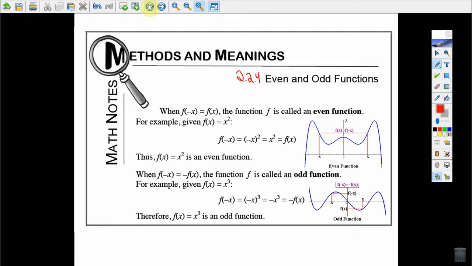Okay, here we are again. Math notes, section 2.2.4, even and odd functions. Okay, we're just going to roll right into it.